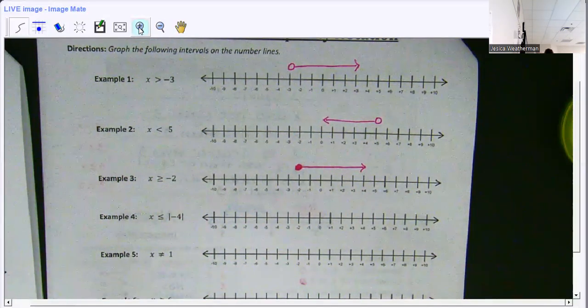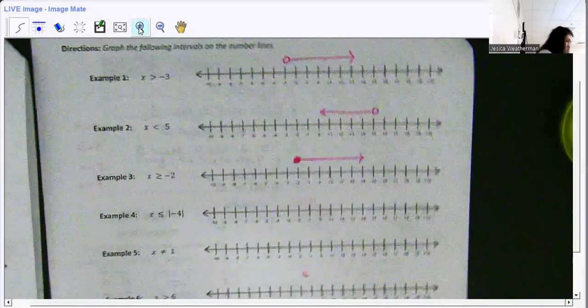Now look at example 2 really quick. Because that is an open circle, if you were just to look at the graph, you would say, okay, X can be anything less than 5, but it does not include 5. Okay, so 5 is not a solution with an open circle, but down here, -2 is a solution because it's a closed circle. All right.